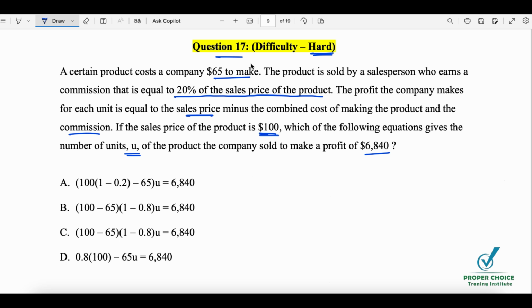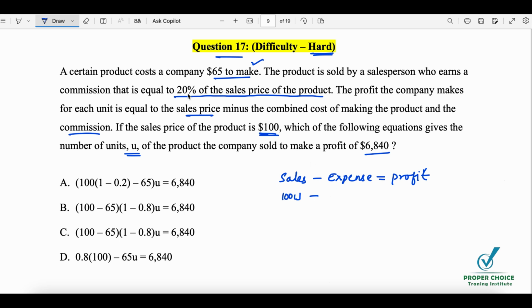As they are clearly saying, profit is basically sales minus the expense involved. Expense is basically the making charge plus the commission. So if you write it as the sales price minus expense, which is, as I said, making charge plus commission, that gives me the profit. So what is the sales price? By the way, the product is sold for $100 each and there are U number of products, U units. So the sale price is gonna be 100 U minus what are the expenses?